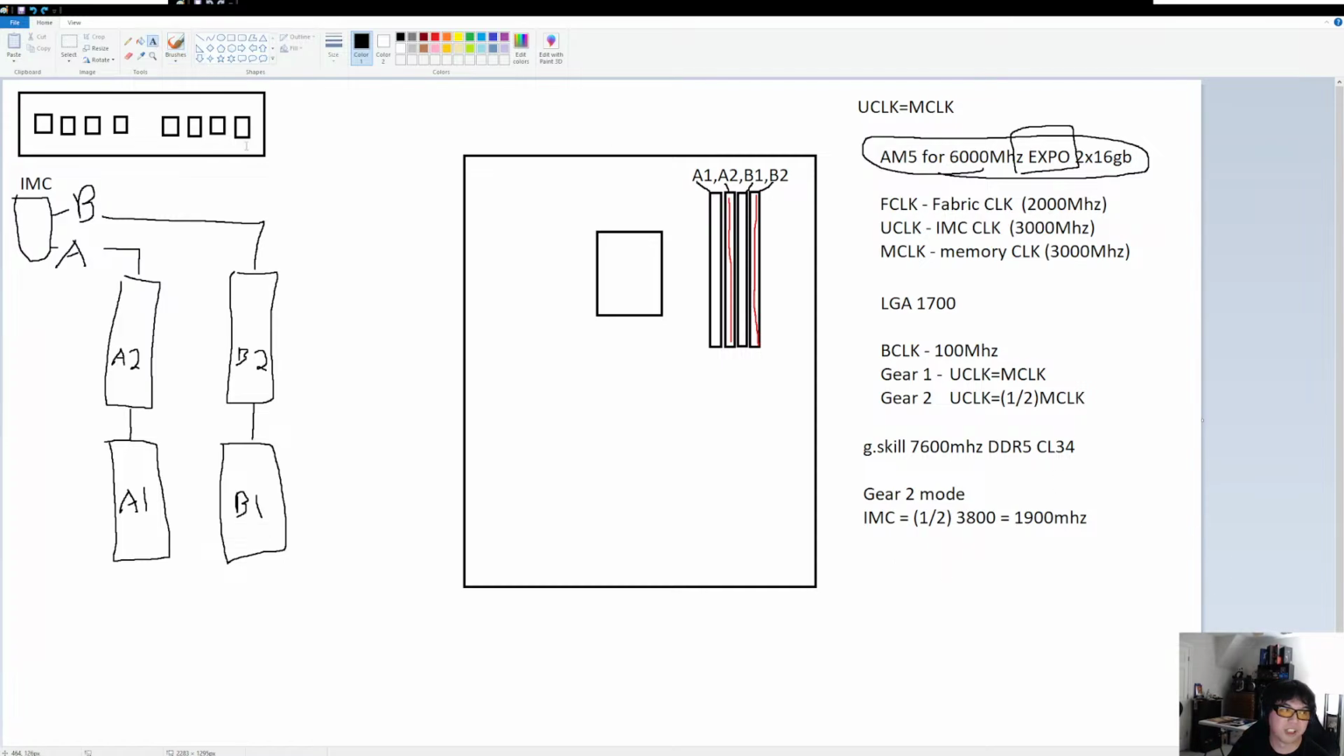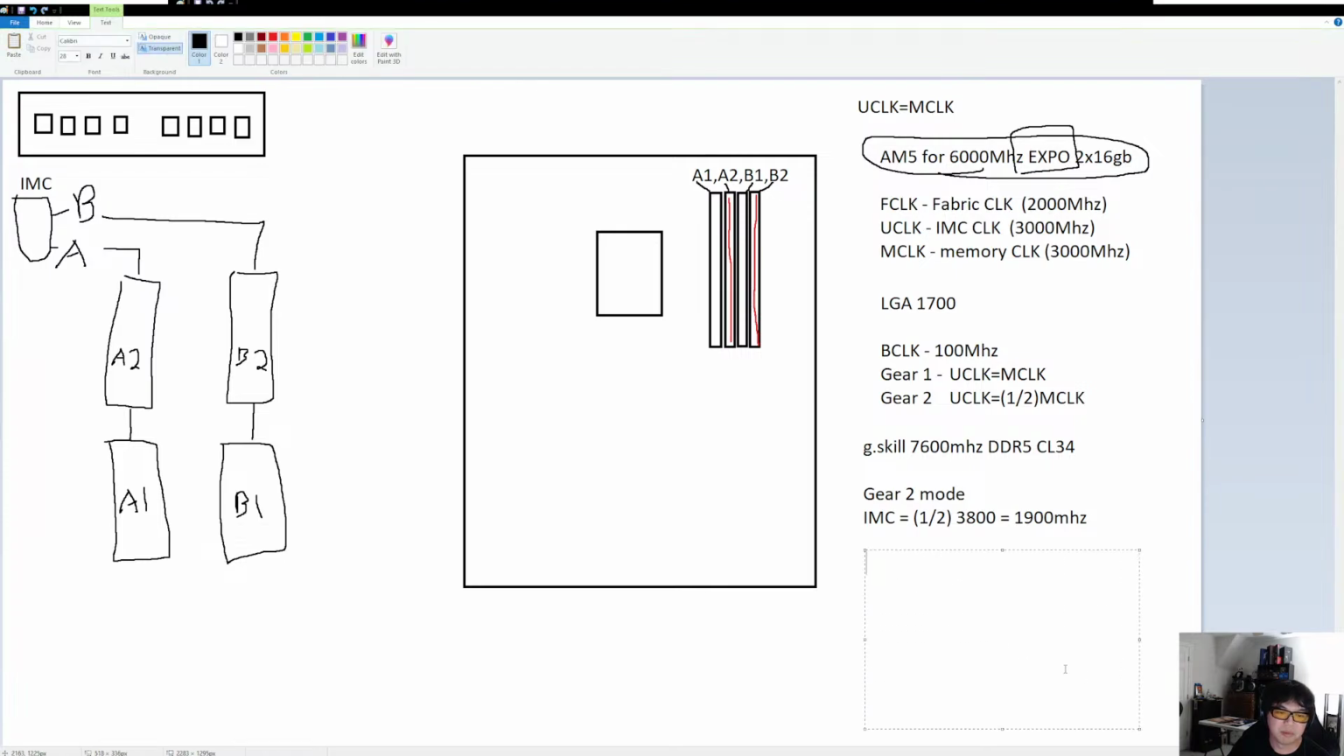This is not really a scientific calculation, but typically what I do is I take the number and I divide it by the CL, the CAS latency. So in this case, 34. I do this to try to guess whether or not it's worth running the memory that fast. This is going to be very high spec. So this is 223.5. We'll just round it to 224. So the ratio I get is 224.